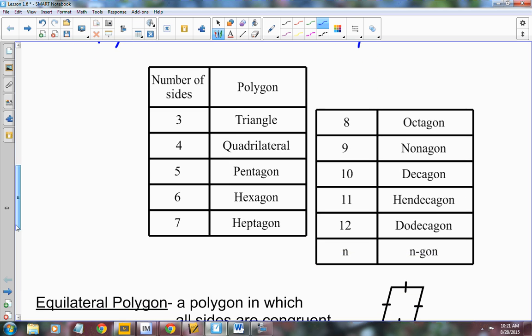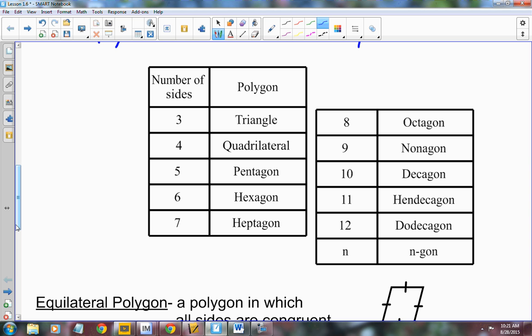Now, you can name polygons according to how many sides they have. And most of these you probably know. Like you have your triangle that's got 3 sides. And you can get more specific with the name, that we'll talk about later on this semester. Your quadrilateral has 4. Again, those have more specific names. Then you have a pentagon. It's got 5 sides. You have a hexagon, has 6, and a heptagon has 7.